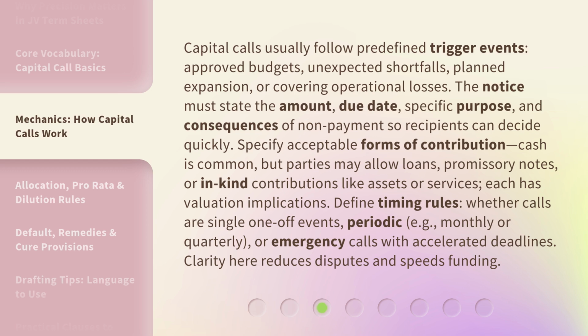Capital calls usually follow predefined trigger events: approved budgets, unexpected shortfalls, planned expansion, or covering operational losses. The notice must state the amount, due date, specific purpose, and consequences of non-payment, so recipients can decide quickly. Specify acceptable forms of contribution. Cash is common, but parties may allow loans, promissory notes, or in-kind contributions like assets or services.